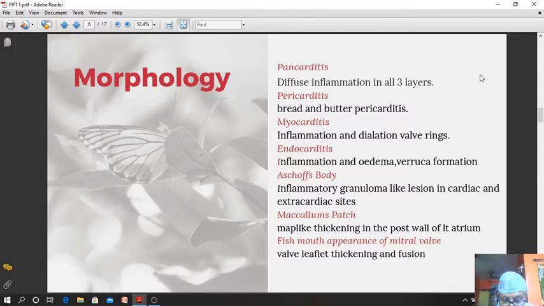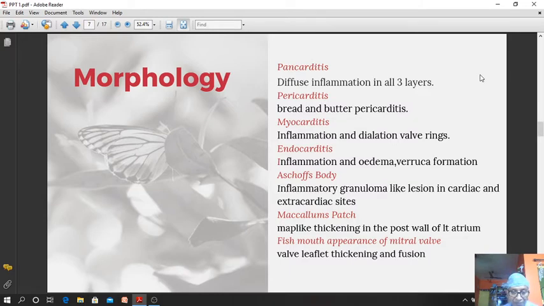So next is fish mouth appearance of the mitral valve. The valve leaflets, due to thickening and fusion, have the appearance of a fish mouth. So there is constriction, there is obstruction in the mitral valve opening.